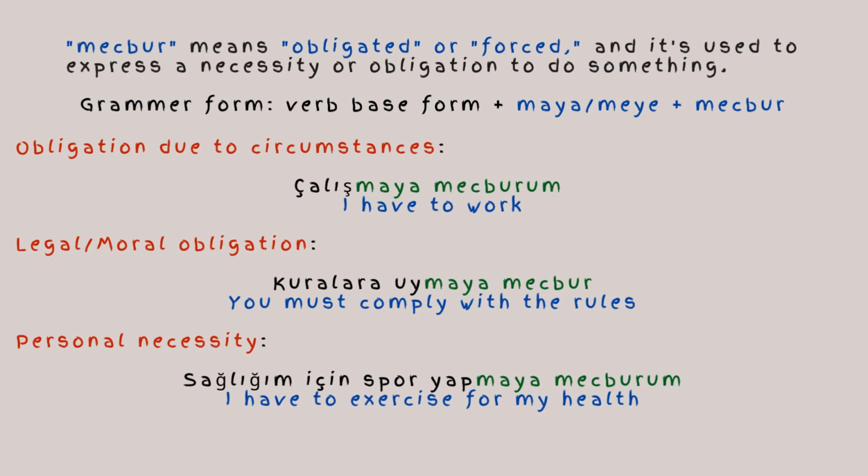Personal necessity. Sağlığım için spor yapmaya mecburum. Let's say you have, God forbid, had an incident like a heart attack. So you have to look more carefully after your health. So you say, I have to exercise for my health. So this is a personal necessity.